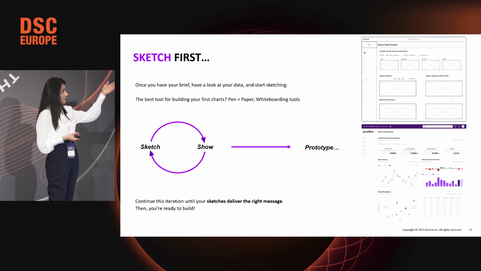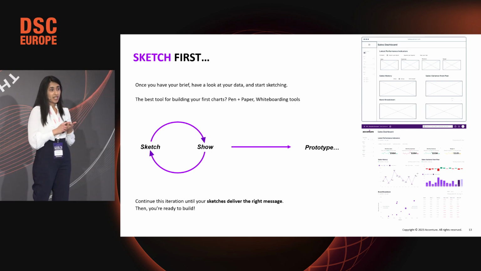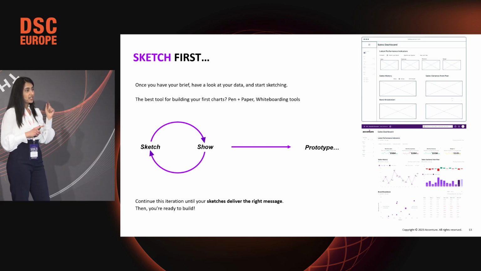Once your sketch is delivering the right message, you can start prototyping it. You can make a very detailed view in a design tool. And once your prototype also delivers the right message, only then you need to start building it in your tool of choice. Otherwise, you need to reiterate the process once again.